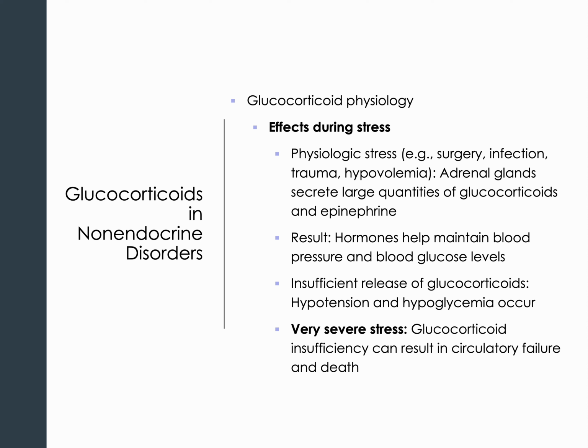In times of physiologic stress, like infection or trauma, or even undergoing a surgical procedure, our adrenal glands will secrete a larger amount of glucocorticoids as well as epinephrine. So, together, both of these hormones are going to help maintain blood pressure and blood glucose levels. If glucocorticoids are released in an insufficient amount, however, then we may be prone to hypotension and hypoglycemia. In terms of very, very severe stress, glucocorticoid insufficiency can actually result in death due to circulatory failure.